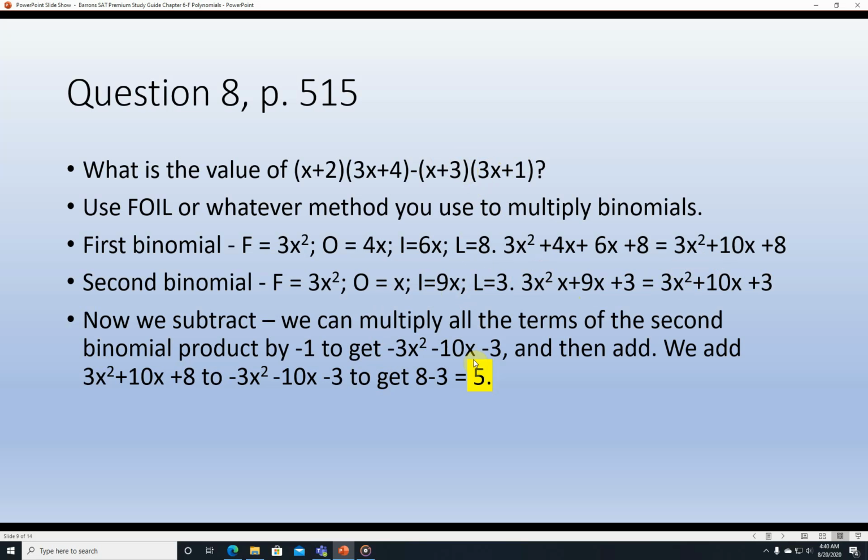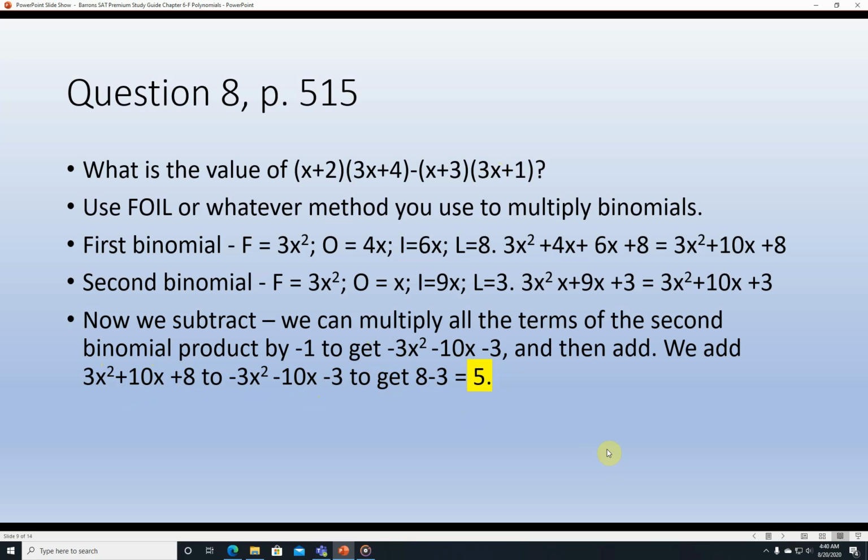We can multiply all the terms of the second binomial product by -1 to get -3x squared minus 10x minus 3, and then we just add everything together. So we can see that -3x squared plus 3x squared just cancels to 0. 10x plus negative 10x is also 0. And then 8 minus 3 equals 5. So this all boils down to 5 after all this rigmarole.